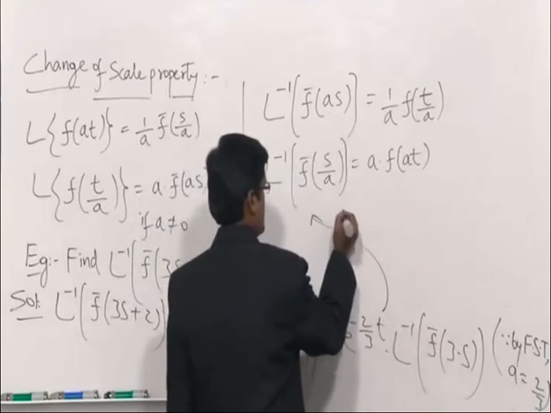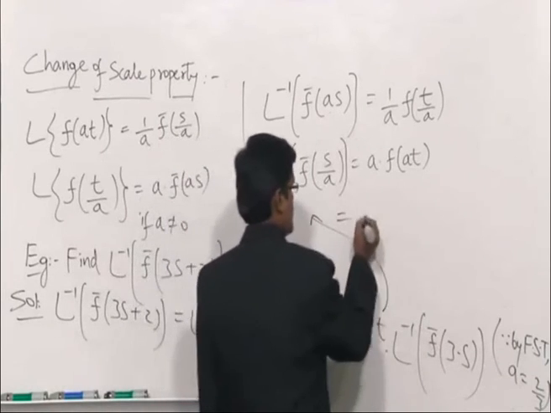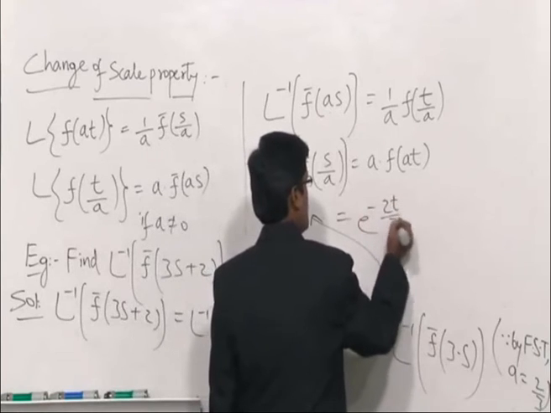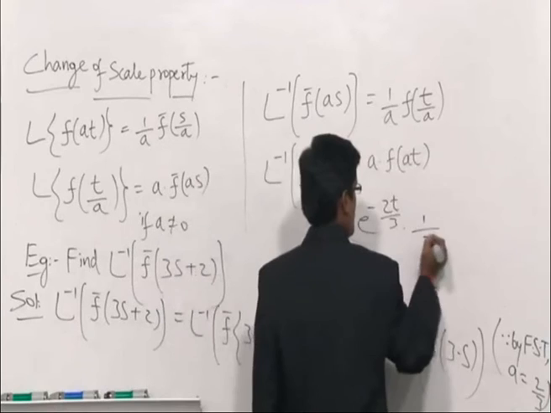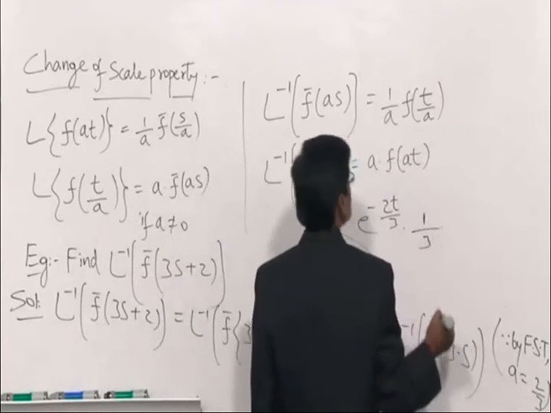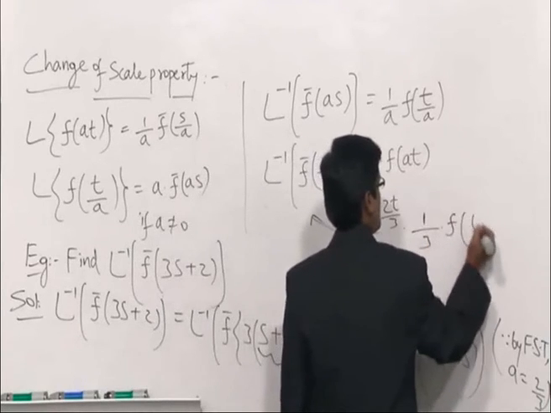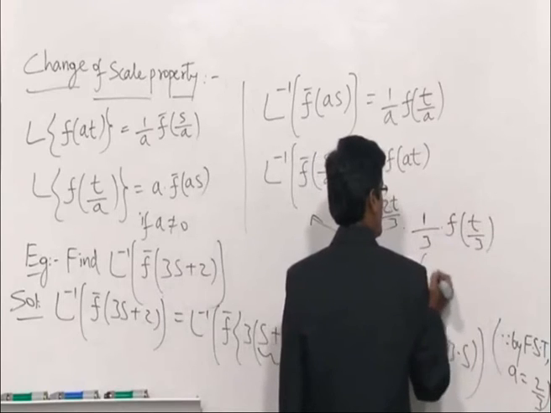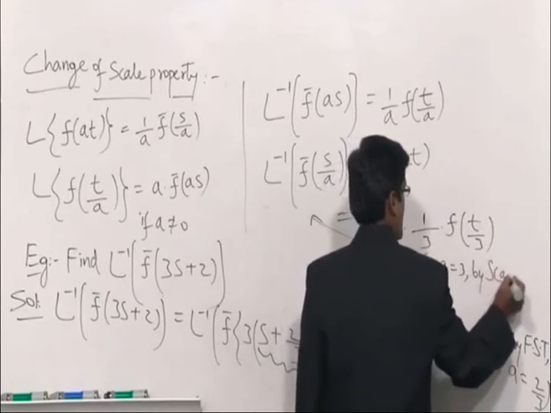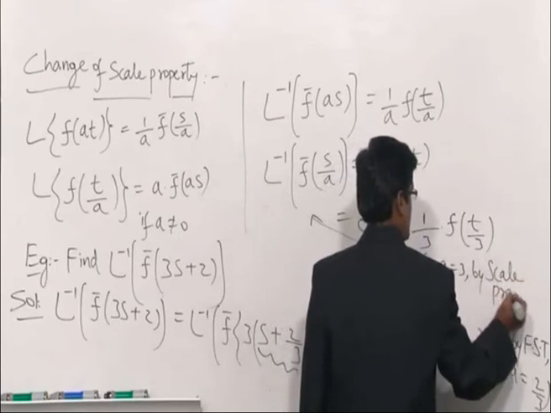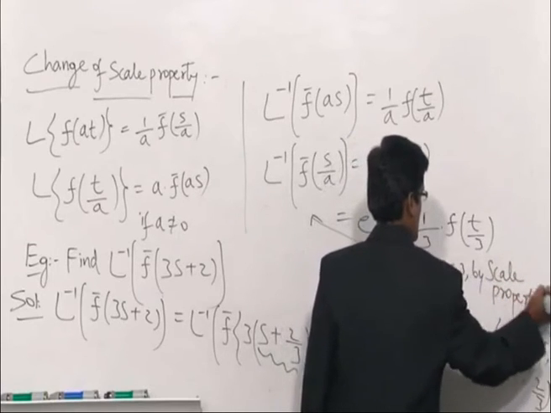And here I am writing is equal to e power minus 2t by 3 into L inverse of f bar of As, which is 1 over 3 into f of t by 3, since A is equal to 3 by the scale property. That is the reason.